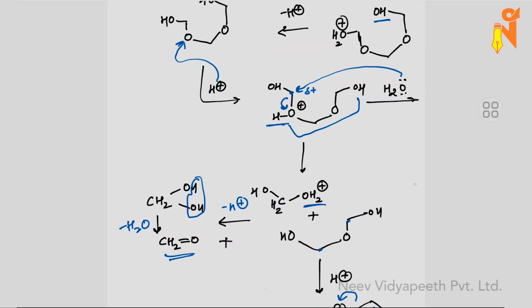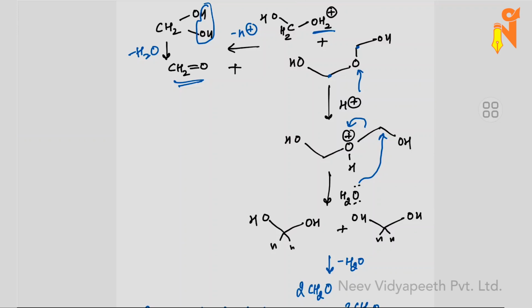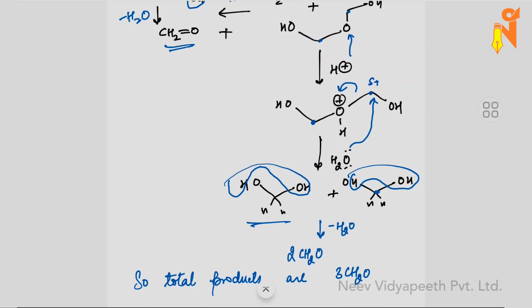Now again, H plus attack will happen on this oxygen, and again the same process will take place. So your H2O after this will attack on this carbon, and the bond will cleave. Two oxygens are there, delta plus is very strong over here, H2O will attack, and this will cleave. When it cleaves, it will be CH2OH on this side, and CH2OH on both sides. Both are geminal diols. In both cases, loss of water molecule will take place, and two formaldehydes will form again.